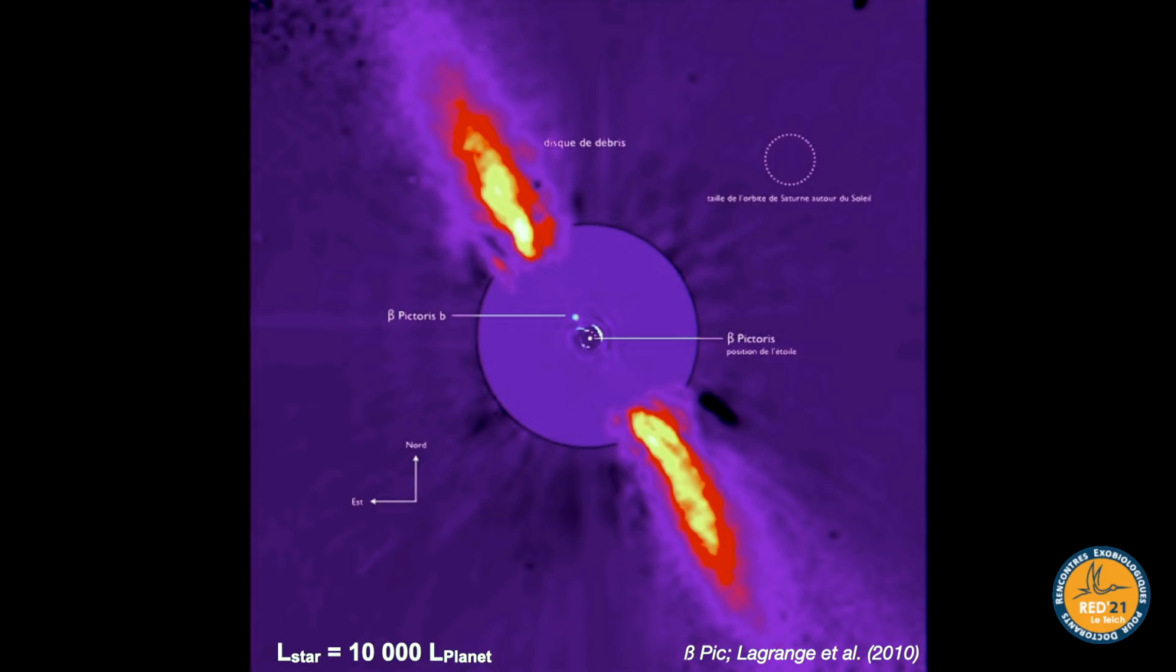What you have in the middle is a coronagraphic image of the star with the planet around it. The small dot that you see is beta Pictoris b, which is a super Jupiter. Here, for example, the luminosity of the planet is only about 10 to the minus 4 compared to the luminosity of the star. And that's why, with the current coronagraph, we could image this planet.